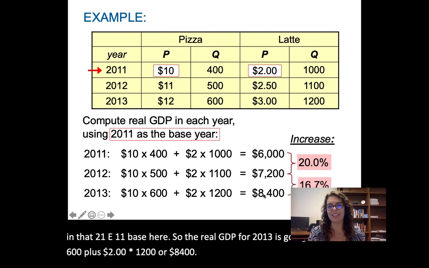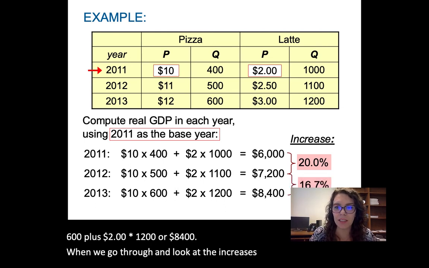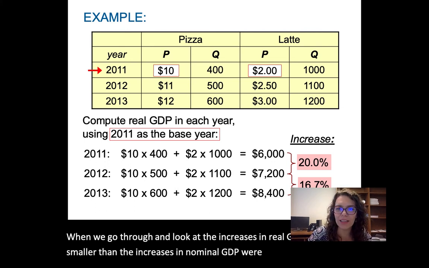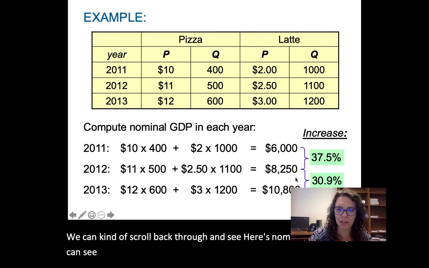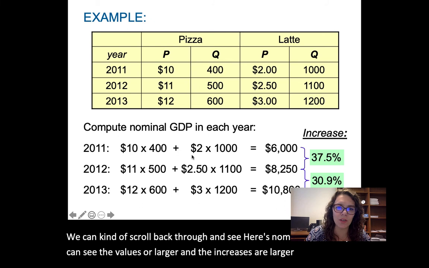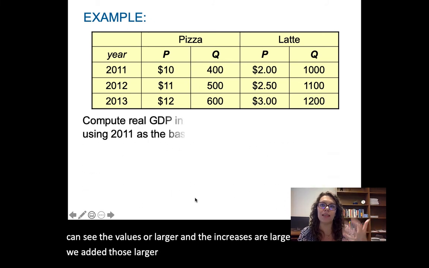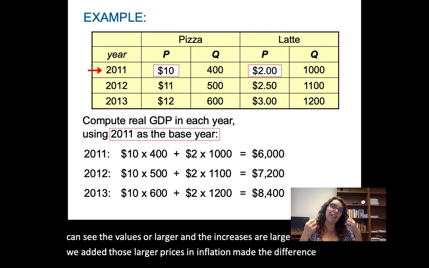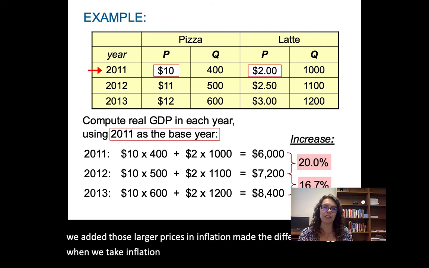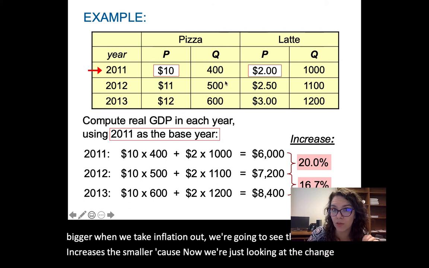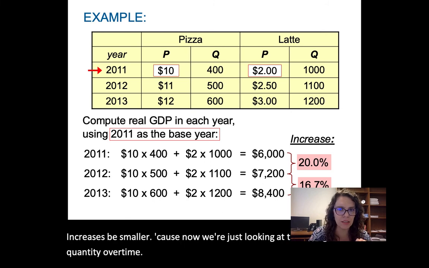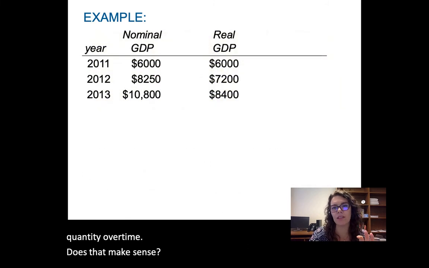When we go through and look at the increases in real GDP, it's a lot smaller than the increases in nominal GDP were, right? Go back and look. We can kind of scroll back through and see. Here's nominal GDP, and you can see the values are larger and the increases are larger. That's because we added those larger prices in. Inflation made the difference bigger. When we take inflation out, we're going to see the increases be smaller because now we're just looking at the change in quantity over time. Does that make sense? Hopefully it does. We'll talk more about this as we go through.